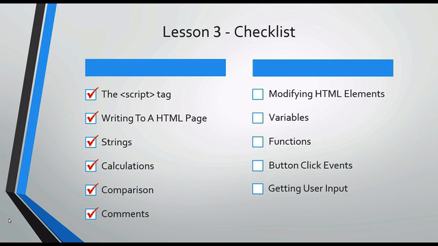So we talked about the script tag and how that's used in a HTML document. And like I said, the script tag is going to be used so that we can put JavaScript code inside of our HTML page. We use document write to write content to a HTML page. We talked about what strings were, we did a few calculations, and we did a bit of comparison which returned us either a true or false value.